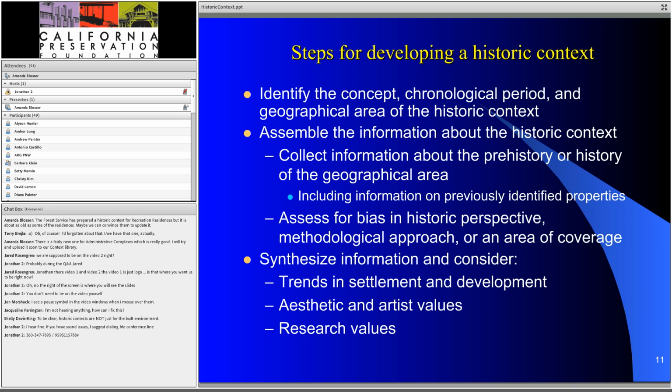The next step is, within that area, you want to assess for bias and historic perspective, methodological approach, and area of coverage. I think that becomes much easier once you start looking into it. Then the next big step is to synthesize the information and consider trends in settlement and development, aesthetic and artistic values, research values.